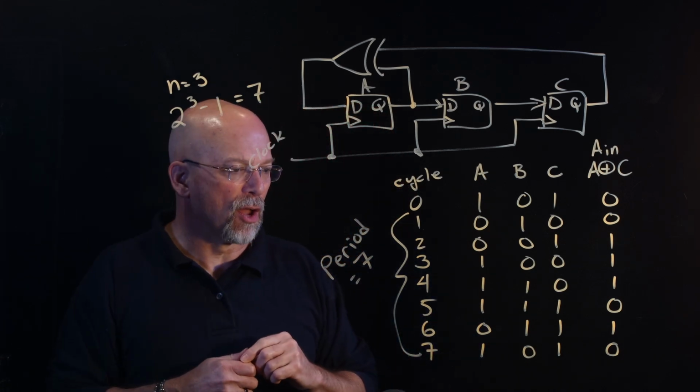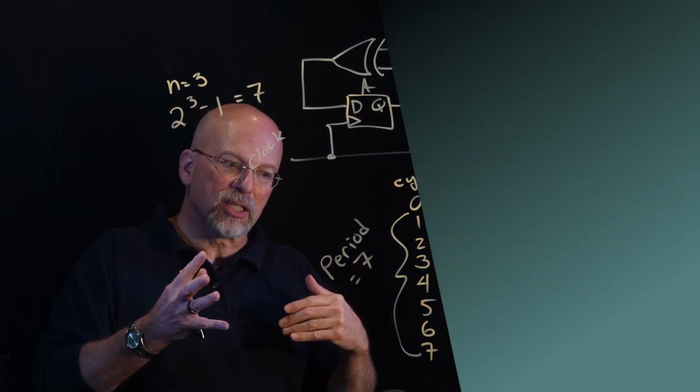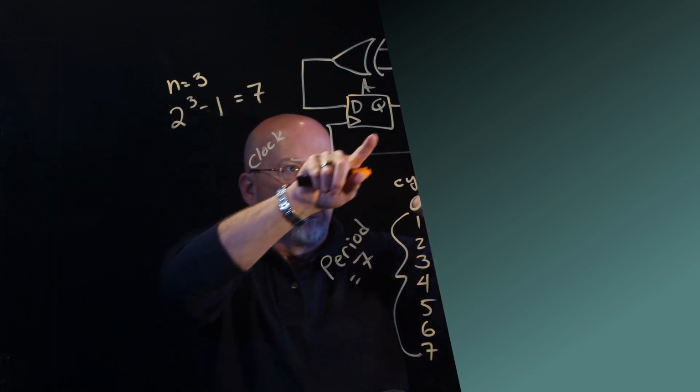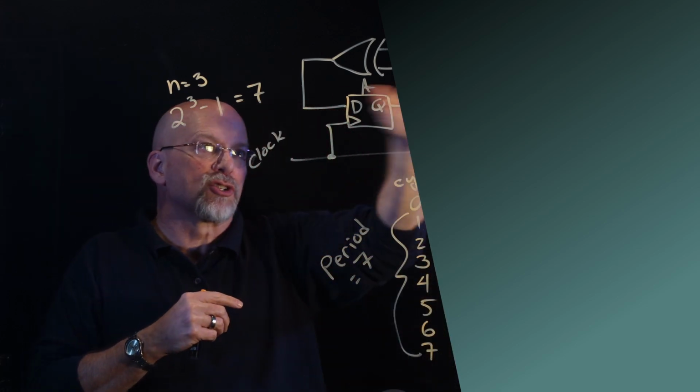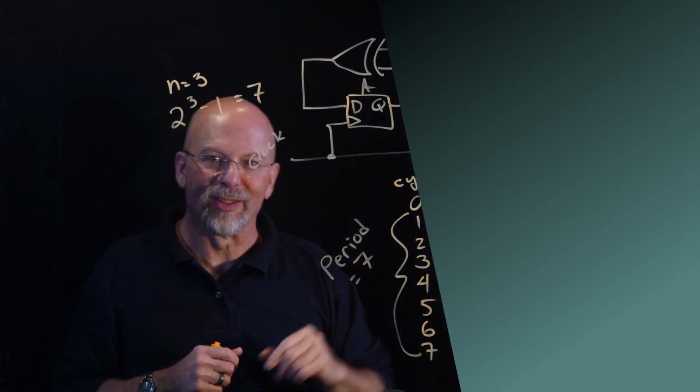But in the next video, we're going to start with a periodic sequence and determine, first of all, the required number of bits that we need, and determine what the external linear function is in order to generate that sequence.